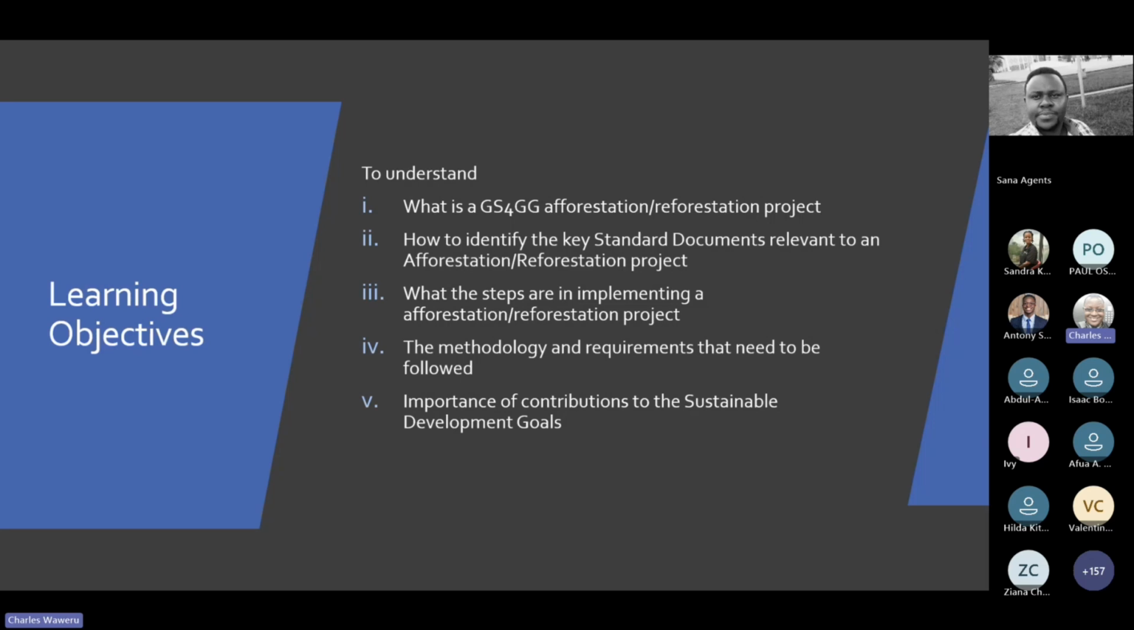For the first module, we're going to learn about afforestation and reforestation projects. And our hope is that by the end of this session, you will be able to understand what a Gold Standard afforestation and reforestation project is all about.